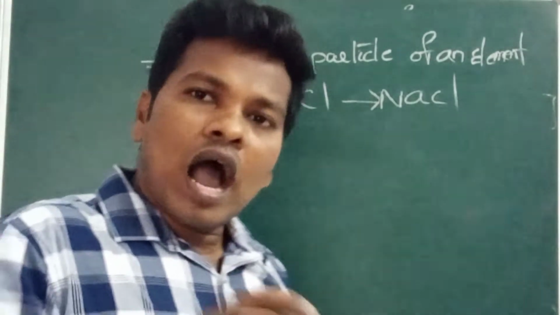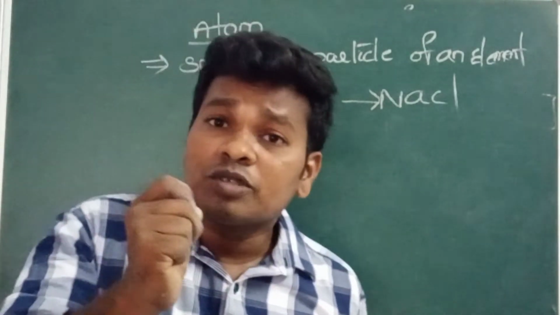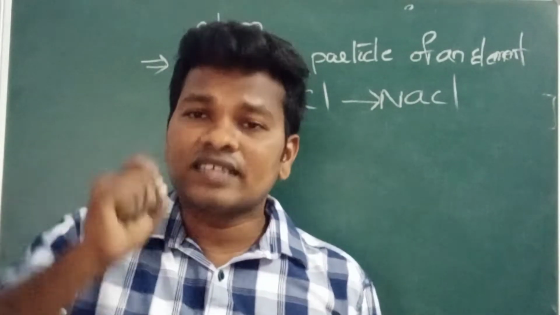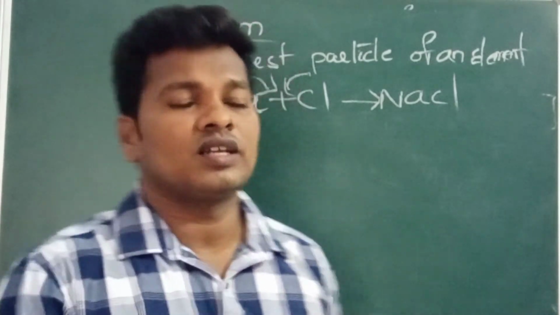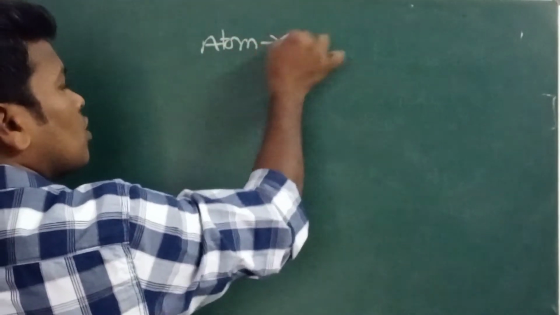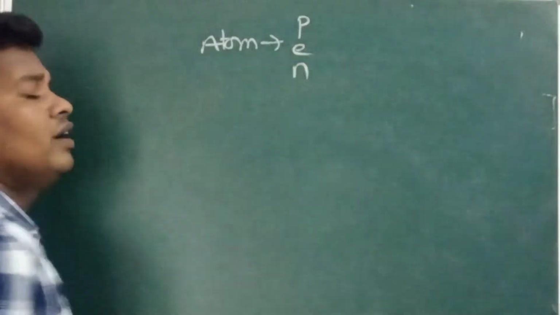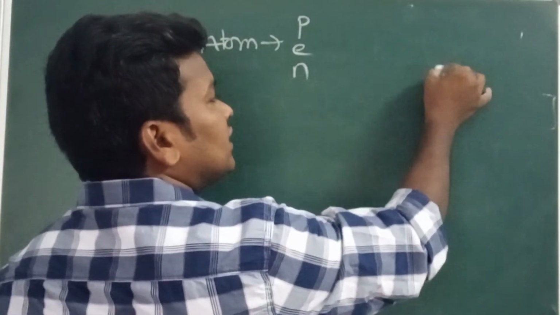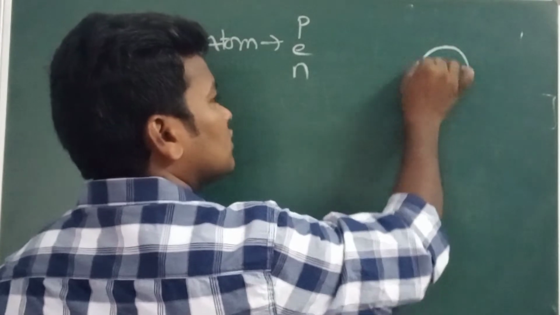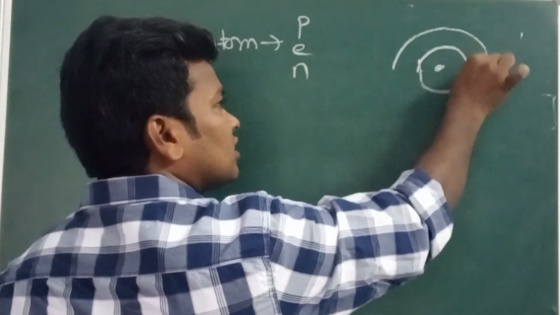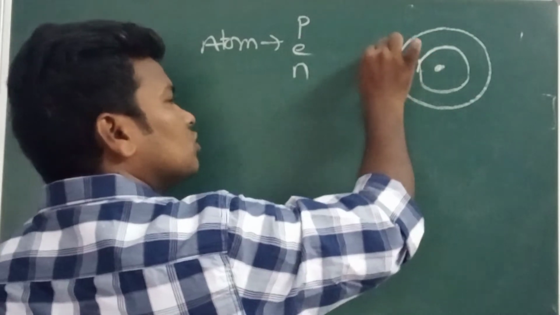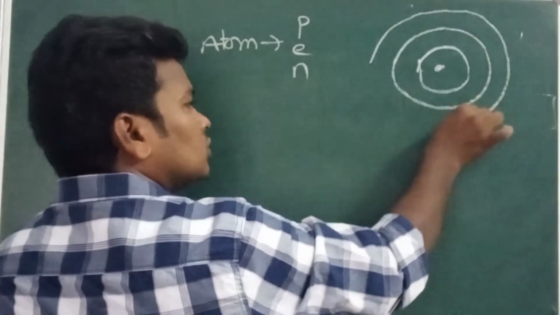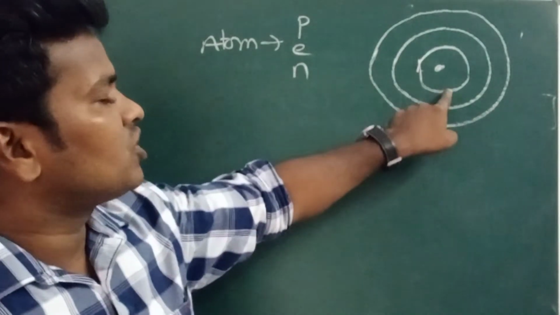So an atom is the smallest particle. But if you look inside the atom, there are three subatomic particles: proton, electron and neutron. If you look at the center of the atom, around the center some circular paths will be there. That circular path we call an orbit or shell. Of course, we will discuss that also.